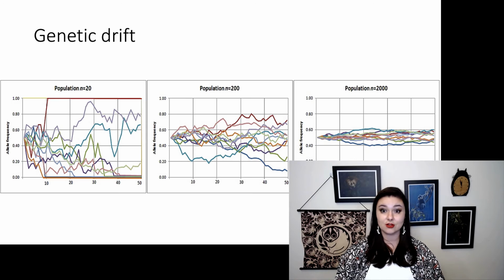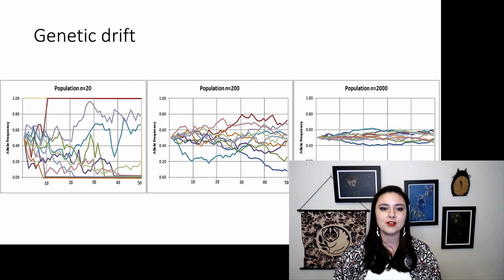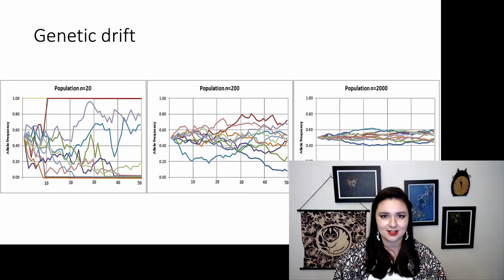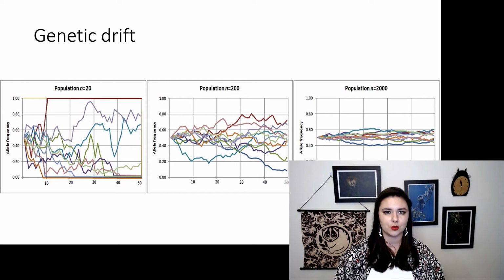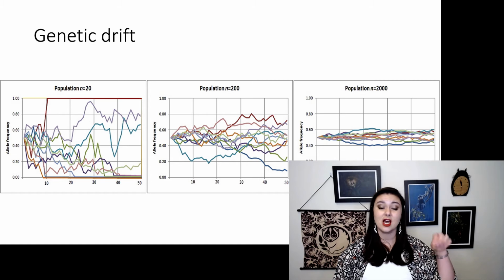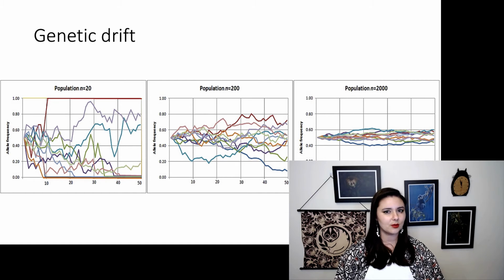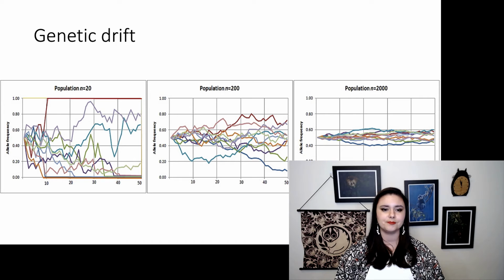It tends to be stronger in small populations. This is a really fun graphic here because we're looking at a population with the same parameters except for the population size. First we have an N of 20, or 20 individuals in our population. You can see the allele frequency changes wildly, but it's a little less wild with 200 individuals in the middle and hardly any deviation with 2,000.